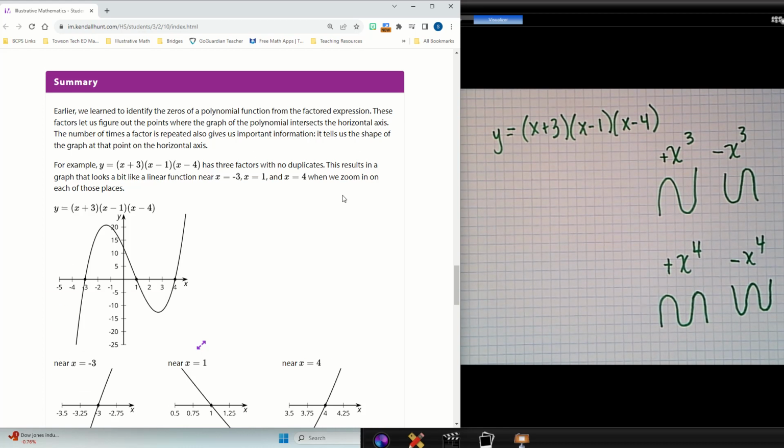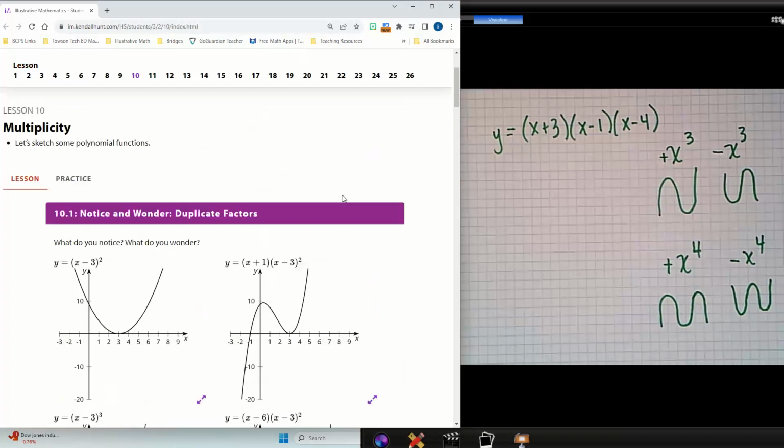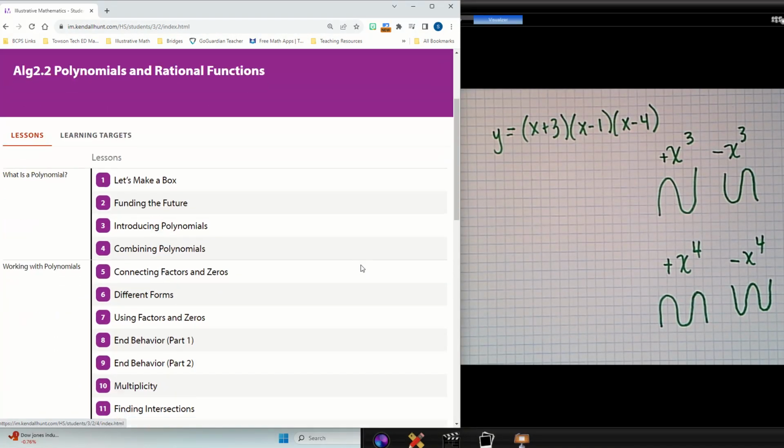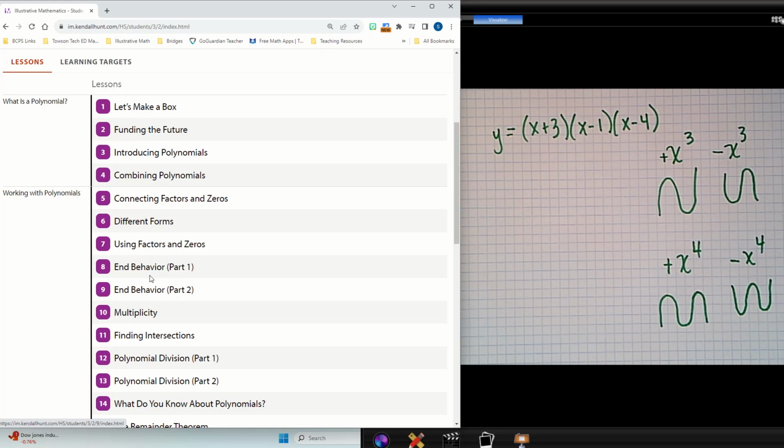And again, if you're still having trouble with that, right here, lessons 8 and 9 will really go over these end behaviors. That will really help you with graphing too.